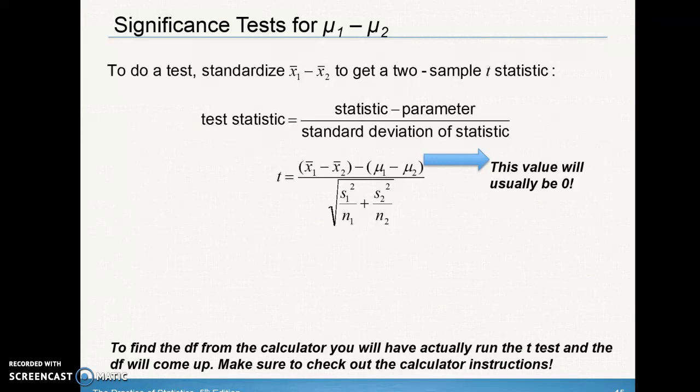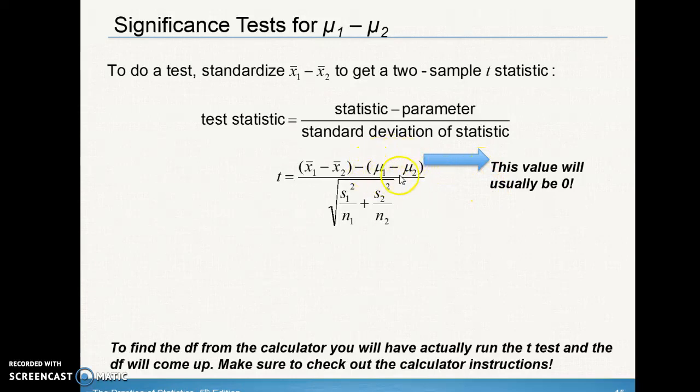So what does our test statistic T look like when we have two samples instead of one? Now, the reason we have T is because we're not going to know the population standard deviation most of the time. It's our basic formula. It's always the statistic that you gather minus your parameter, which usually comes from your null, all over your standard deviation of the statistic. So the statistic that we're talking about here is now going to be the subtraction of your samples, okay, minus the subtraction of the parameters. Now, this value will usually be 0.